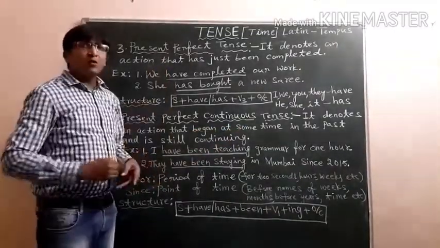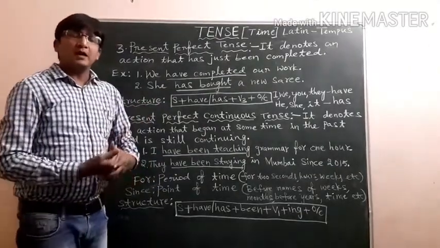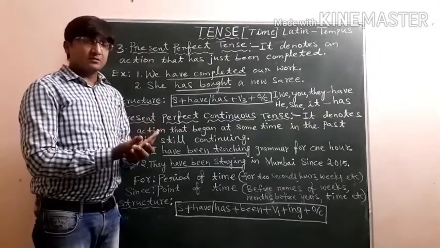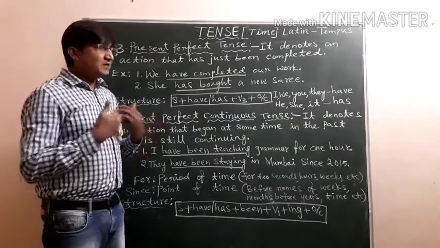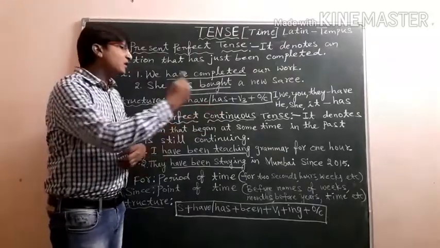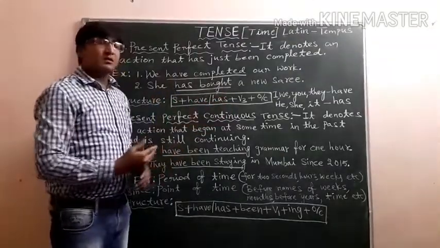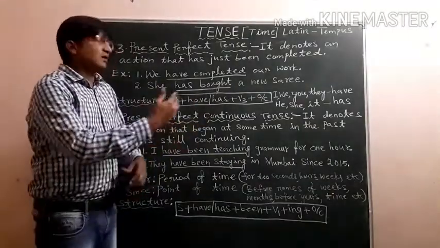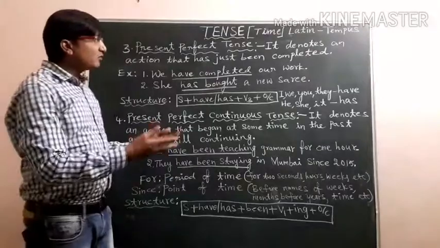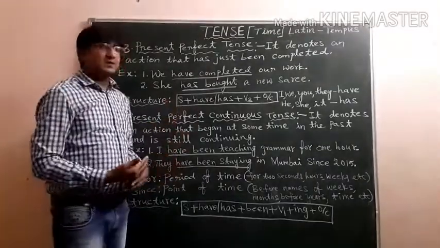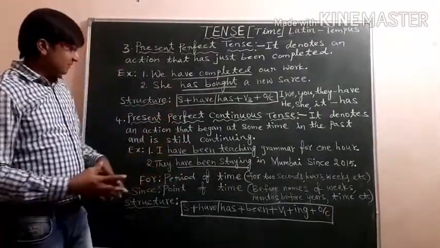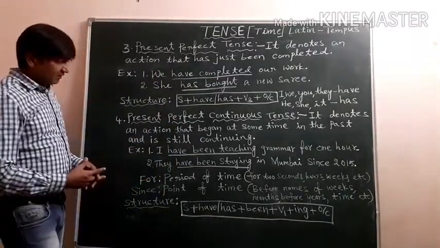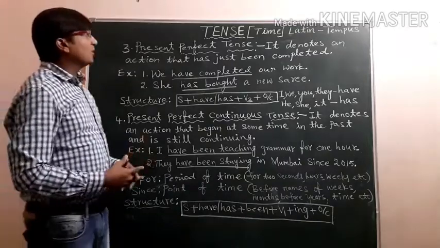Now these 4 we can say at a time like this. Suppose, "I teach grammar," simple present. "I am teaching grammar," present continuous. "I have taught grammar," present perfect. "I have been teaching grammar," present perfect continuous tense. And for negative also we can say for all these sentences. So like this we have 4 subdivisions in present tense, and I hope you understood this about tense.